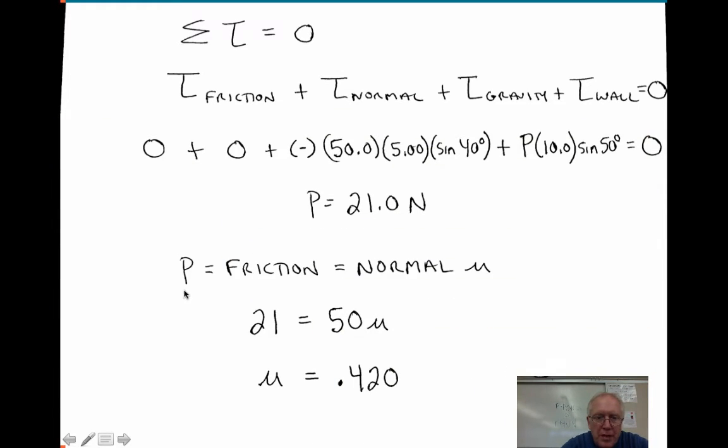So we know from the beginning that P, the wall's force, is equal to the friction. We also know from a while ago that friction is the normal force multiplied by the coefficient. We already figured out P. We figured out the normal force. We solve for the coefficient, and it comes out to 0.420. I hope that made sense. And of course, if it didn't, then bring your questions back to class, and we'll try to answer them there.